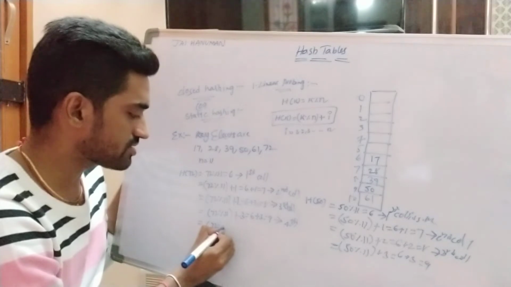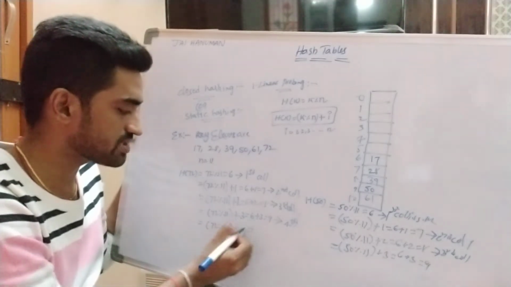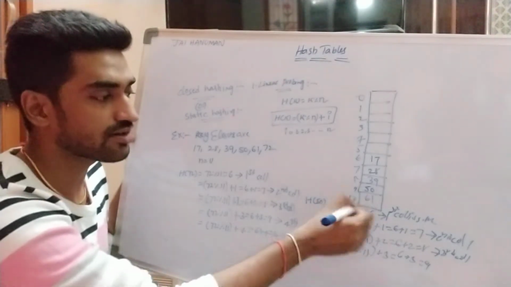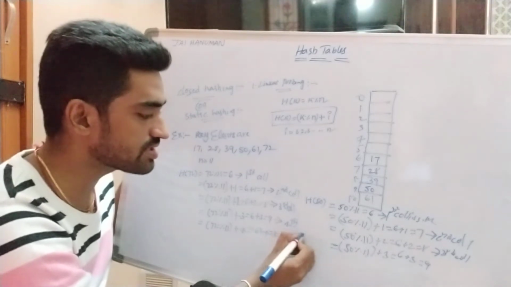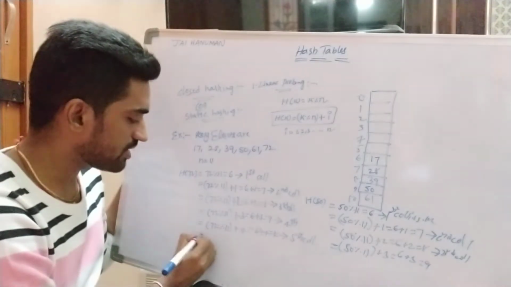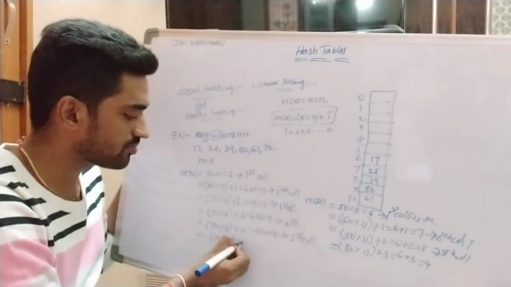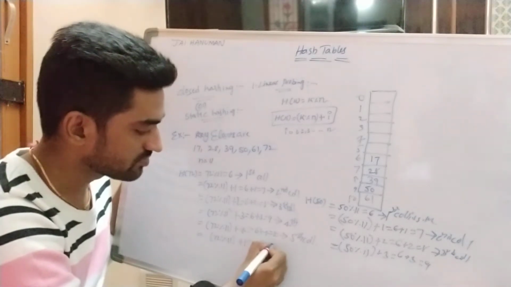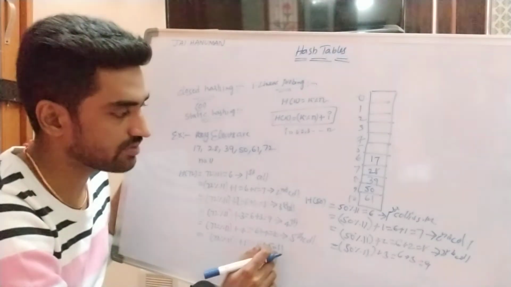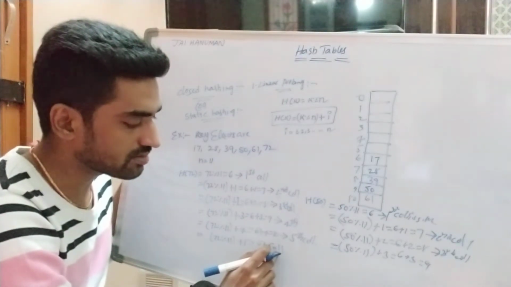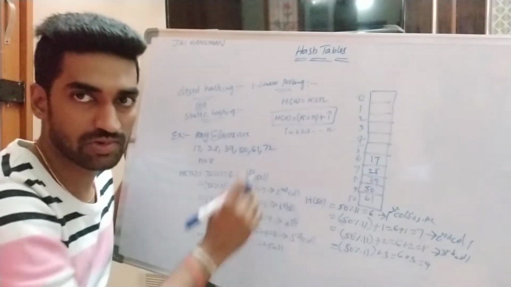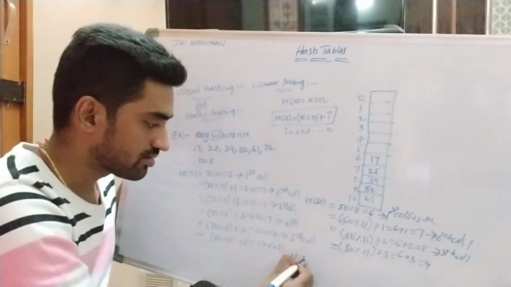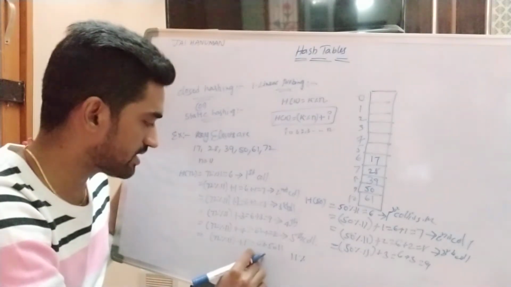Again linear probing. 72 modulo division of 11 plus 4. 6 plus 4, which is equivalent to 10. So 10th position is not vacant position, already occupied by 61. So that's why fifth collision is occurred. Again we are applying linear probing. 72 modulo division of 11 plus 5, which is equivalent to 6 plus 5, 11. So 11 is not a position in hash table. So that's why here I am taking 11. So I am taking key value is 11.